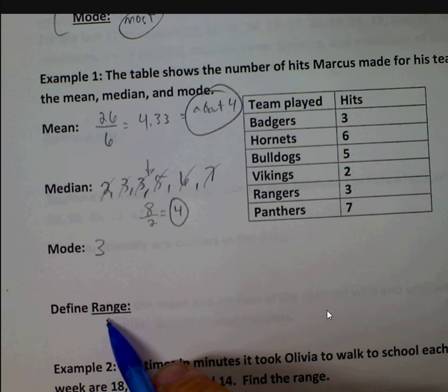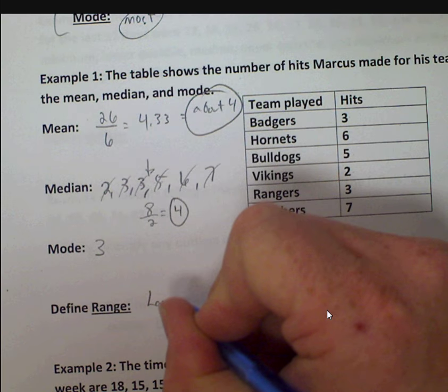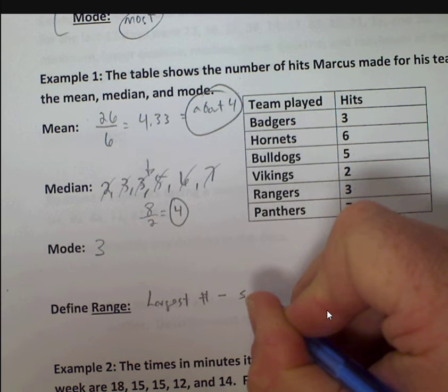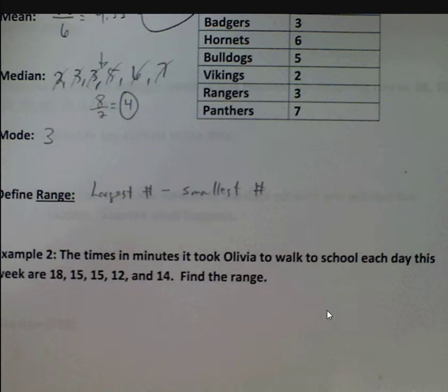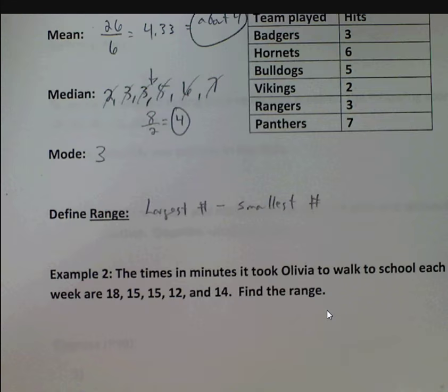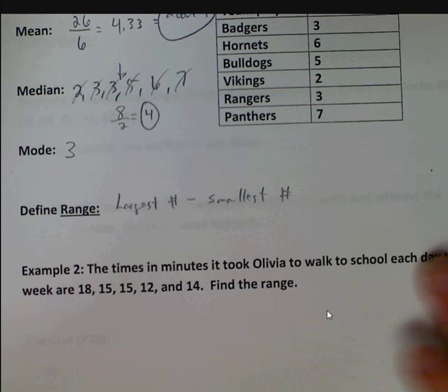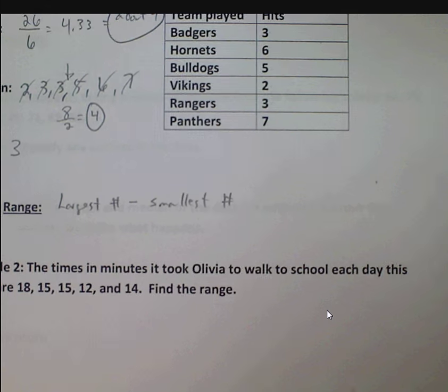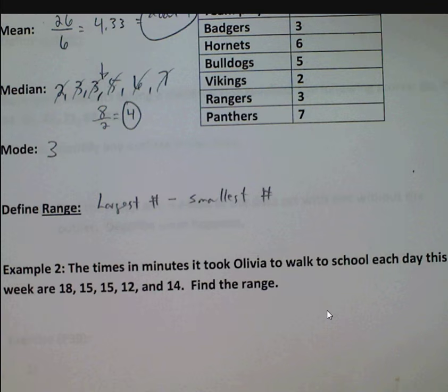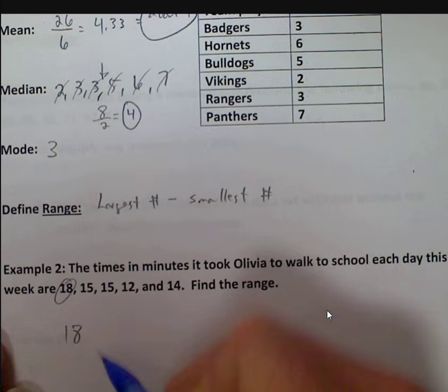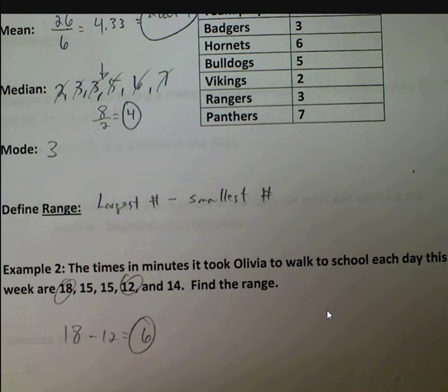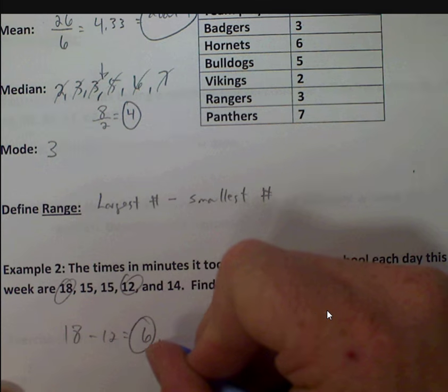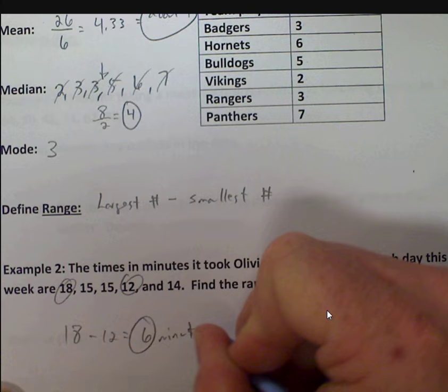Now we have defined range. Range is the largest number minus the smallest number. So in example 2, it says the times in minutes it took Olivia to walk to school each day this week are 18, 15, 15, 12, and 14. Find the range. My largest is 18, my smallest is 12. 6 minutes would be my range.